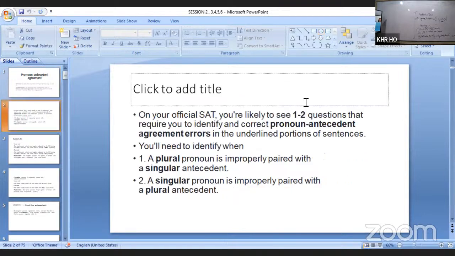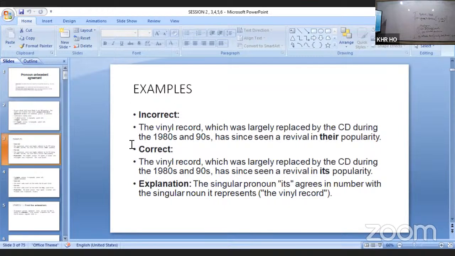Let's look at this. In your SAT exam, you'll usually find two questions, and you need to find out whether it is paired properly or not. A little different from the first session, we can see over here. Raina, can you read the incorrect sentence for us, please? Incorrect: The vinyl record, which was largely replaced by the CD during the 1980s and 90s, has since seen a revival in their popularity. Why there? Why not there?